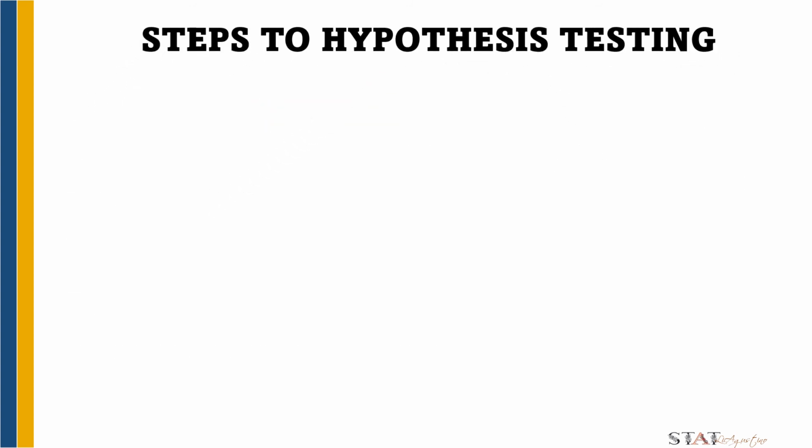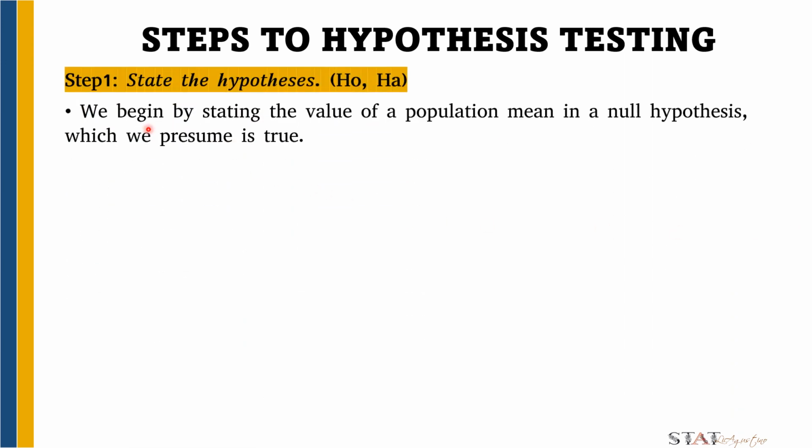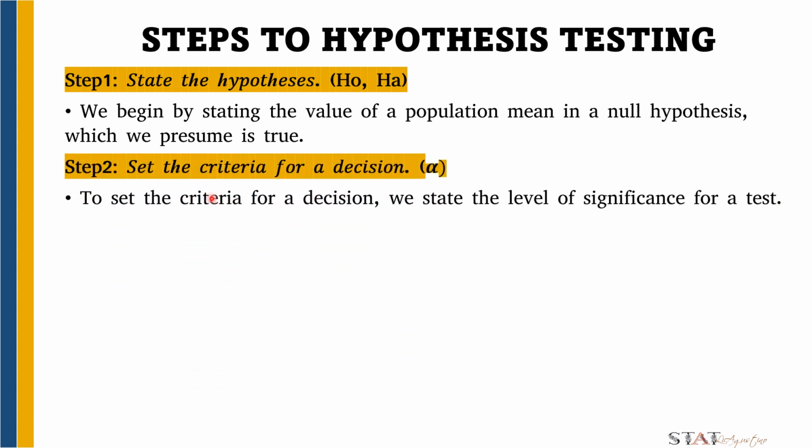So we have these steps to hypothesis testing. Throughout this module or lessons, we will use these basic steps. Step 1 is you have to state the hypothesis, your null and alternative hypothesis. We begin by stating the value of a population mean in a null hypothesis which we presume is true. And then step 2, we set the criteria for a decision or alpha, let's say 5% or 1%. To set the criteria for a decision, we state the level of significance for a test.